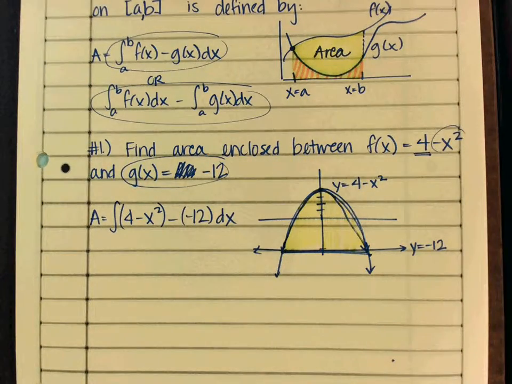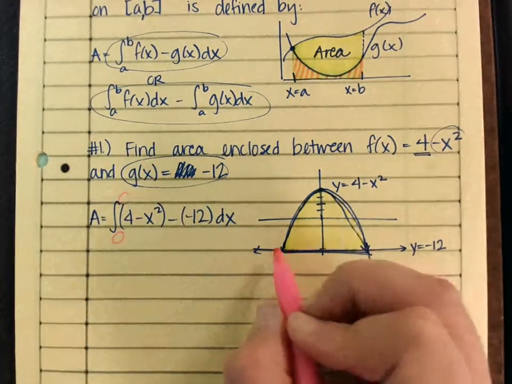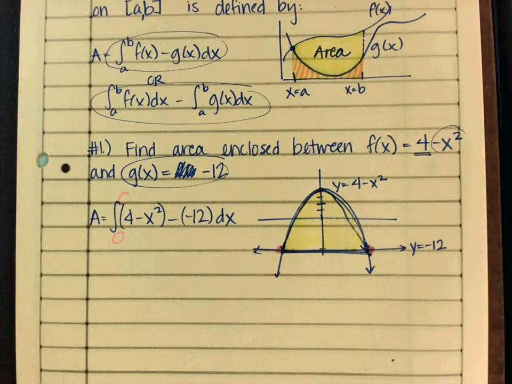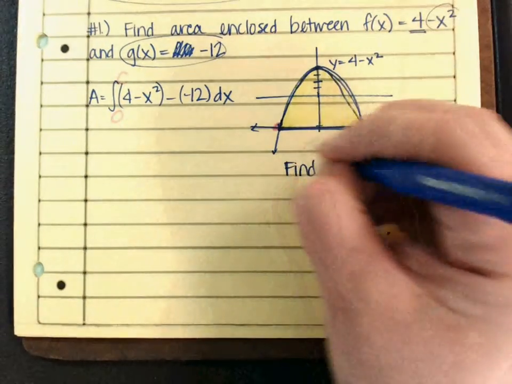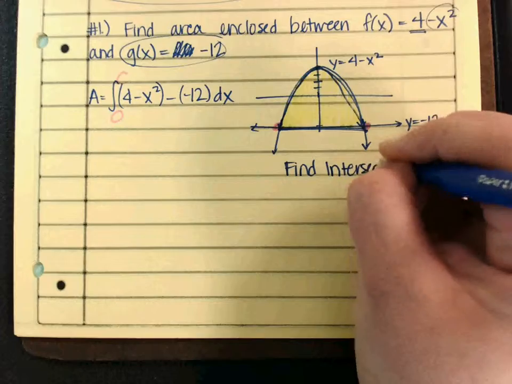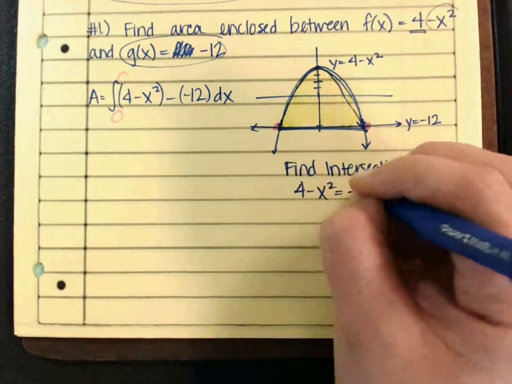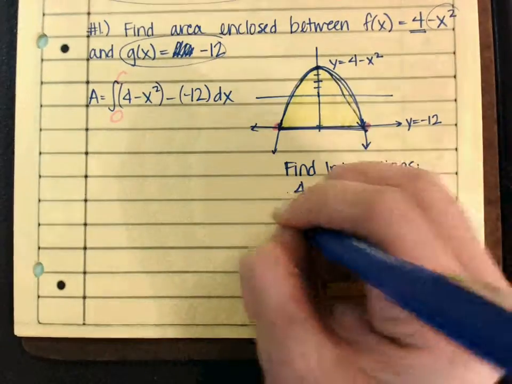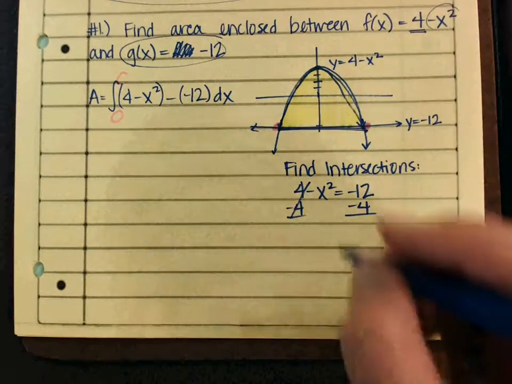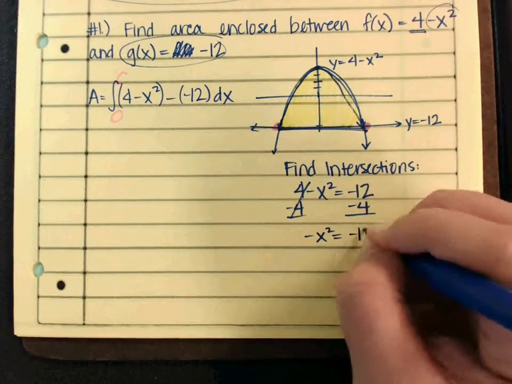Now, as far as these endpoints go, for me to know what to put here and what to put here, I'm going to need to find these intersections on my graph. The way that you find those intersections is by setting the equations equal to each other. So find intersections. I would let 4 minus x squared equal negative 12. So first thing I'm going to do is minus my 4 across here. Negative 4 minus from 12 is going to give me negative x squared is negative 16.